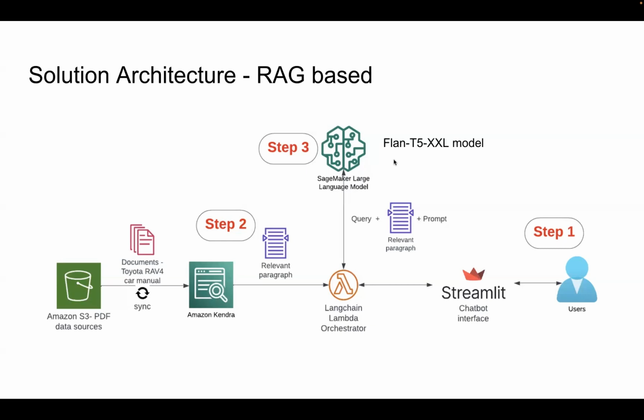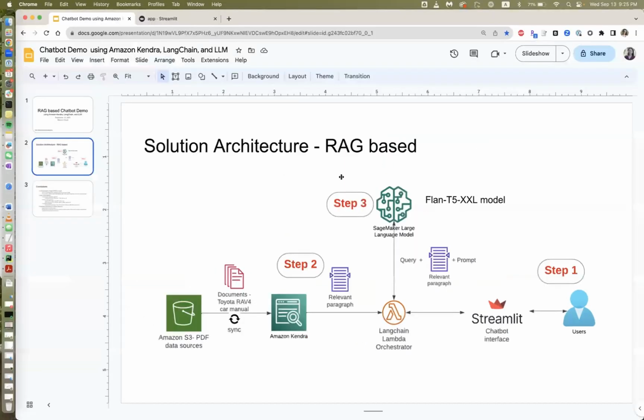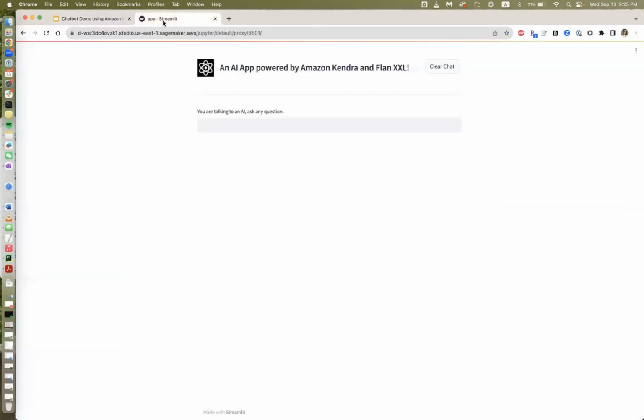In this demo, I'm using the Flan T5 XXL model as my backend. Once the model responds to the question, it will send back the answer, and LangChain will send that back to the user interface. Next, I would like to show a live demo of the chatbot.